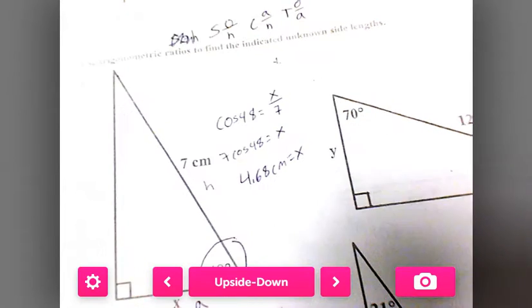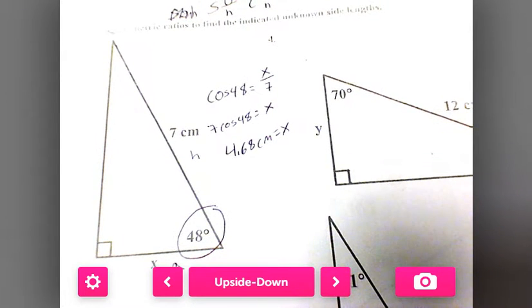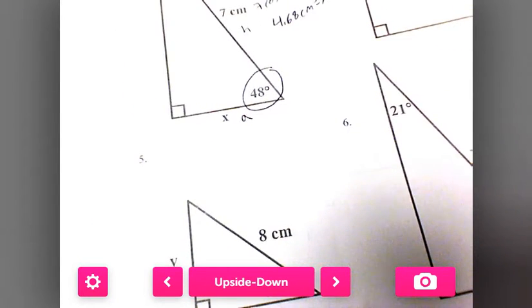All right. So let's look at number 5. I'm going to skip 4. Let's look at number 5.